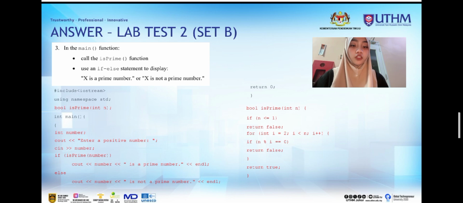So next we have bool isPrime(int n). This is called a function prototype. It informs the compiler that there is a function named isPrime which accepts an integer parameter and returns a boolean value, either true or false. After that, the program enters the main function, which is int main().